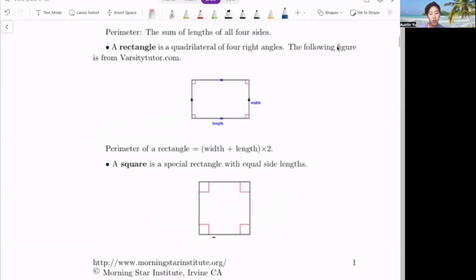A rectangle is a quadrilateral of four right angles, which is just 90 degrees. If this were to be the case, we can just do 5 on the length, 5 on both lengths, since they're the same lengths on both sides of the rectangle. And for the width, we can just do, for example, 3. And then the perimeter would just be 3 plus 3 plus 5 plus 5, and this would just equal 16.